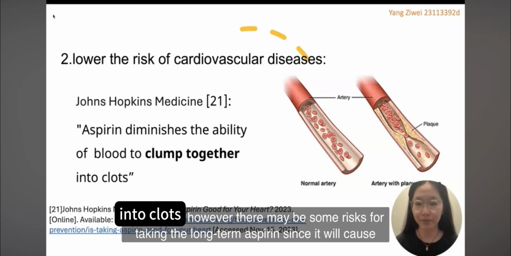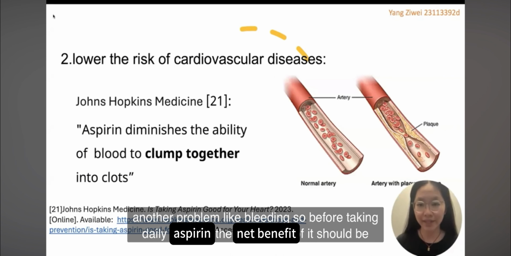However, there may be some risks in taking long-term aspirin since it can cause other problems like bleeding. So before taking daily aspirin, its net benefit should be considered.